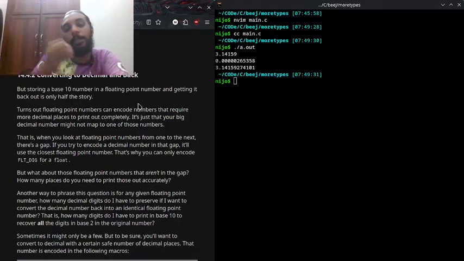That is, when you look at floating point numbers from one to the next, there's a gap. If you try to encode a decimal number in that gap, it will use the closest floating point number. That's why you can only encode FLT_DIG digits for a float.